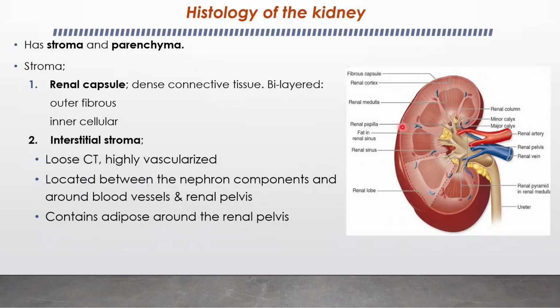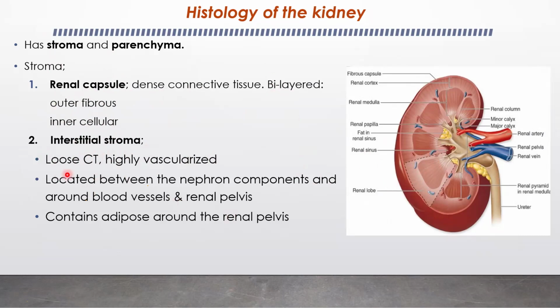This capsule that you're seeing here is a dense connective tissue, and it is bilayered. That is, it has an outer fibrous part and an inner cellular part, which is the reason why it's bilayered. Then this renal stroma sends in interstitial trabeculae, which are loose connective tissue, and they are highly vascularized as this capsule is. So there will be interstitial stroma that is vascularized, separating the cortex and medulla into the various parts.